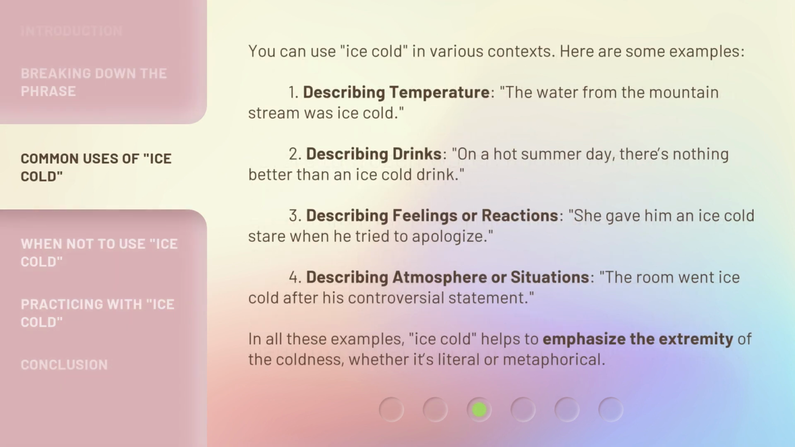You can use ice cold in various contexts. Here are some examples. 1. Describing temperature. The water from the mountain stream was ice cold. 2. Describing drinks. On a hot summer day, there's nothing better than an ice-cold drink. 3. Describing feelings or reactions. She gave him an ice-cold stare when he tried to apologize. 4. Describing atmosphere or situations. The room went ice-cold after his controversial statement. In all these examples, ice-cold helps to emphasize the extremity of the coldness, whether it's literal or metaphorical.